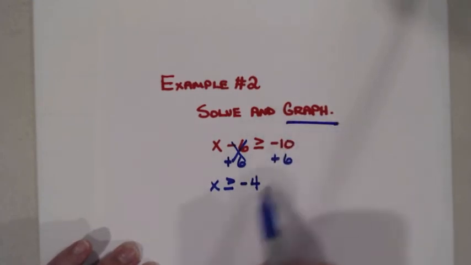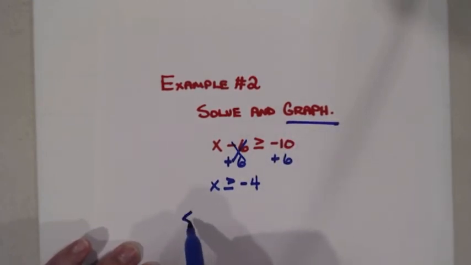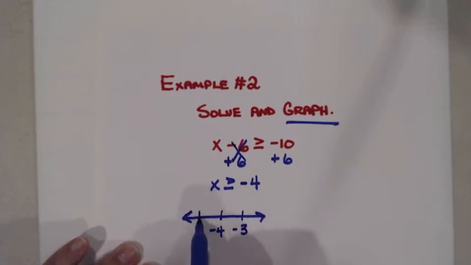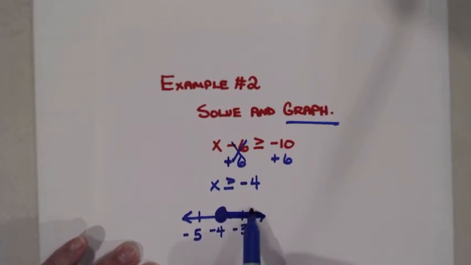It also says graph these. Make a number line. Put this number in the middle of your number line. What's bigger than negative 4? Negative 3. What's smaller than negative 4? Negative 5. Closed circle on negative 4 because negative 4 is an answer. And all the other answers are going to be bigger than negative 4. All the numbers in this direction on the number line.